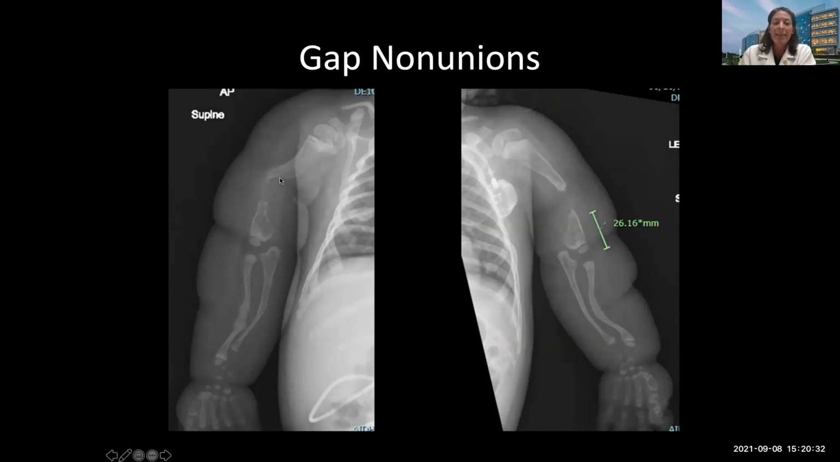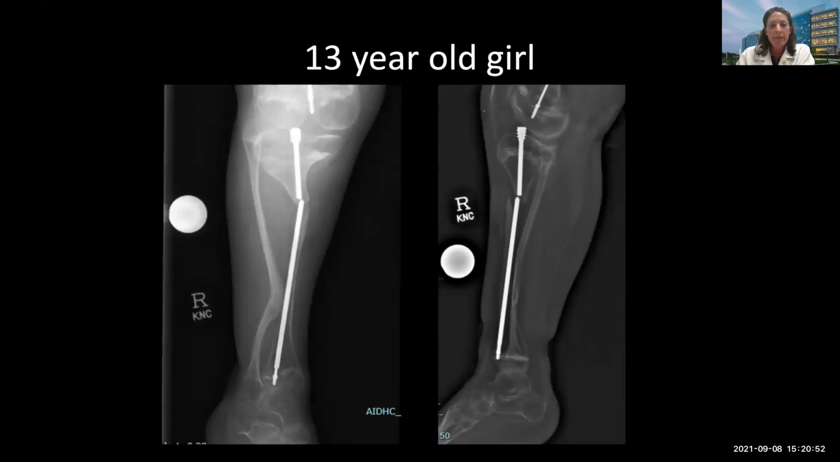And you can see the ends of the bones are very atrophic, and there's a large area in between the bone segments with fibrous tissue. I would love to hear some thoughts from the audience on any experience working in and around these types of non-unions. This is not as dramatic of a gap non-union.